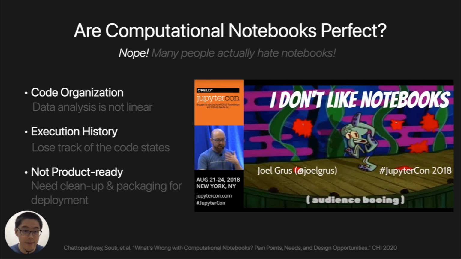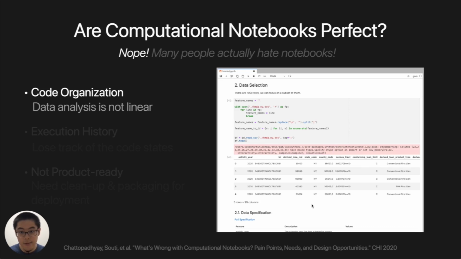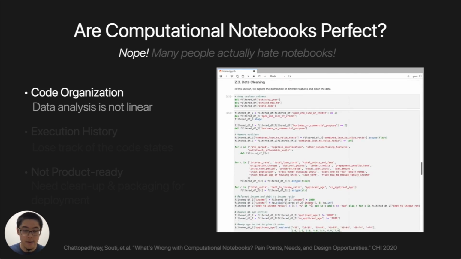According to a recent survey, there are many limitations or pain points of computational notebooks, such as it's very hard to organize the code in the notebook, very hard to see the running history of different code, and the code is probably not very production ready after running the notebooks. In this work, we focus on the first limitation, code organization.